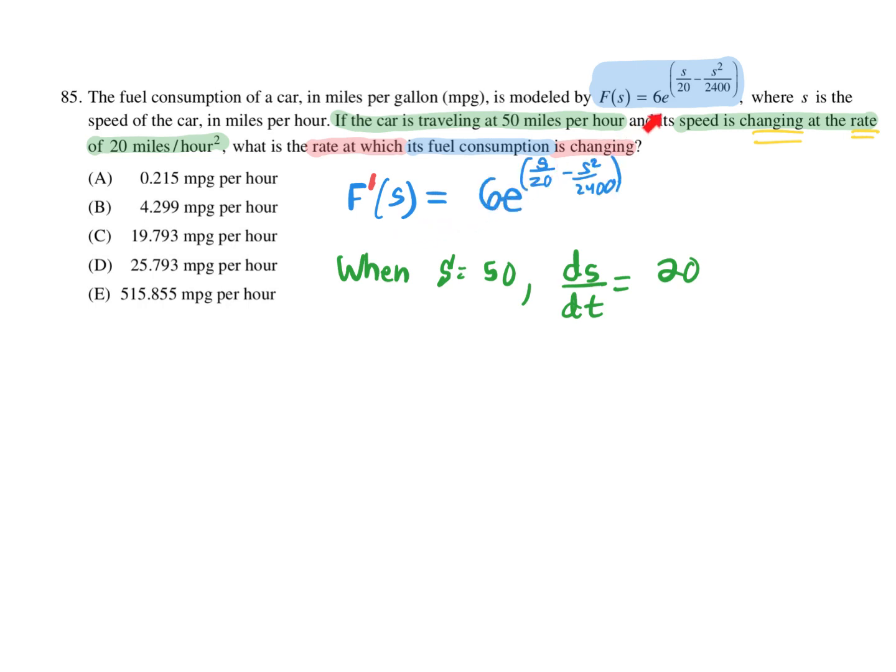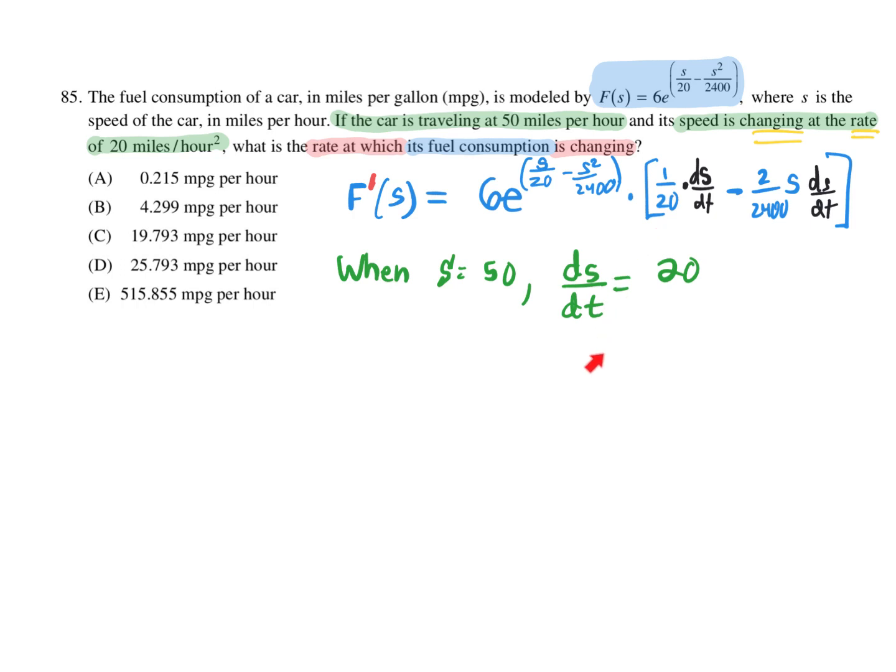First, we have the derivative of 6 times the exponential function is just 6 times the exponential function, but multiplied by the derivative of this exponent, which is, using the power rule, 1/20th times s to the 0, so just 1/20th, but then times ds/dt, minus 2/2400ths s to the 1 times ds/dt. So there's a whole lot of chain rule going on.